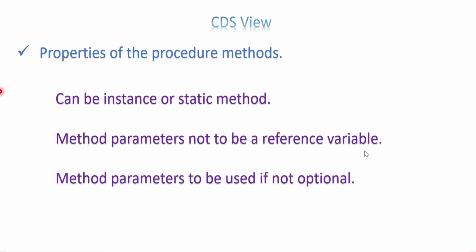In that case, what are the properties of that AMDP1 method? The method can be instance or static. Method parameters must not be reference variables. This is not specific to calling the method, it is very basic: if you define a method as a procedure in AMDP, then your method parameter should be a value, not a reference variable. And method parameters must be used if they are not optional. Obviously, if it is not optional, you have to pass the value.